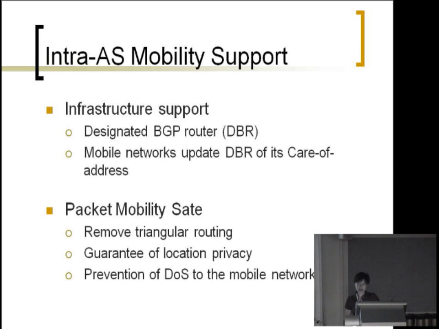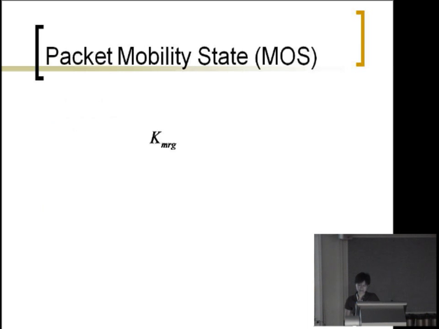From the host side, we need some amount of support in order to eliminate triangular routing, and this is the state information. Okay, there's a typo; it should be packet mobility state. This is also helpful to prevent denial of service attacks and to provide location privacy.